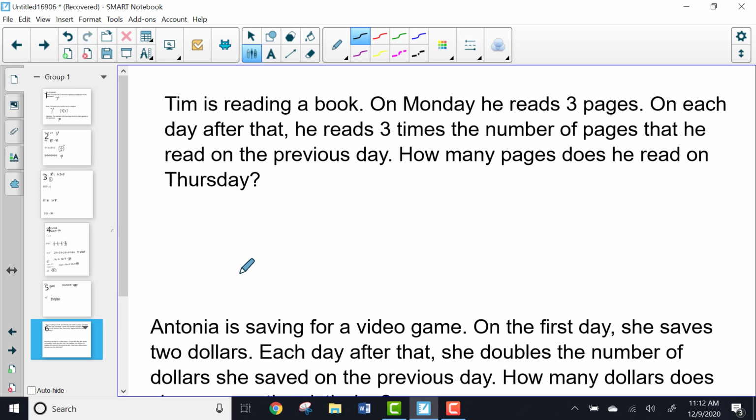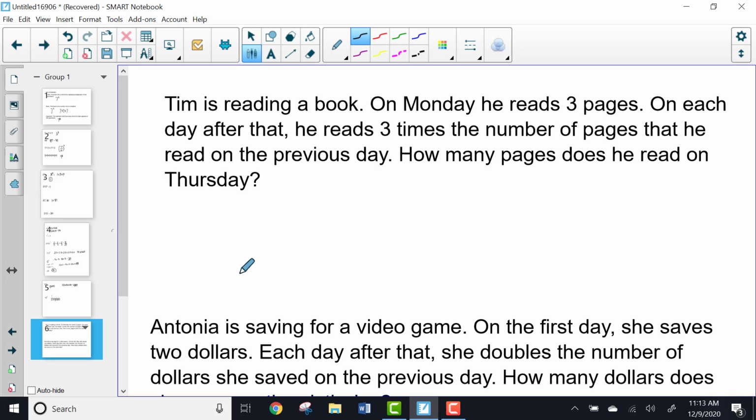Now let's take a look at this in a real world setting. I did get these questions from the Go Math book, and you can even see these on page 241 of your Go Math book. What we have here, it says Tim is reading a book. On Monday, he reads 3 pages. On each day after that, he reads 3 times the number of pages that he reads on the previous day. How many pages does he read on Thursday?